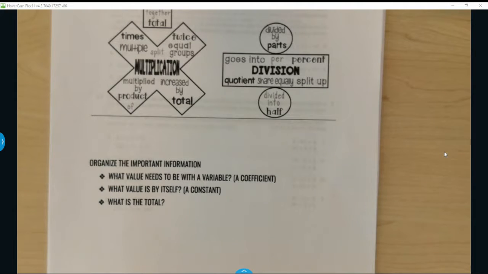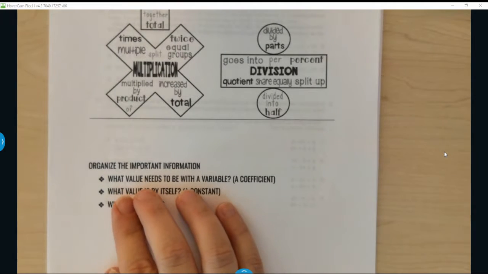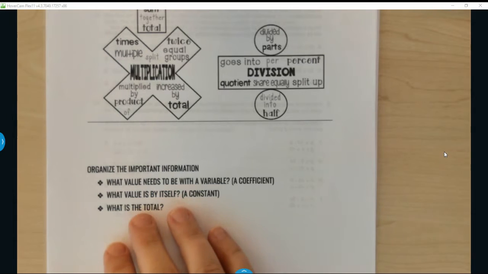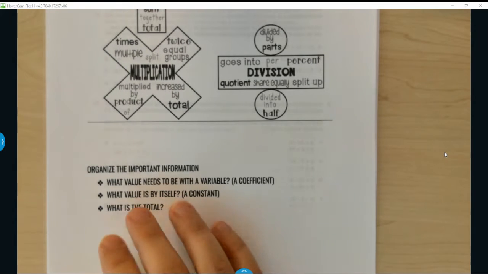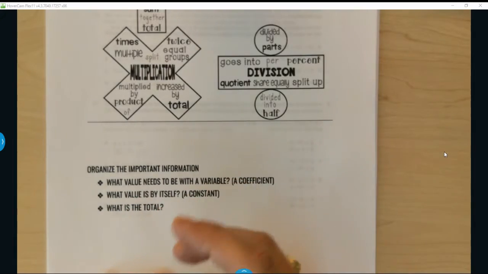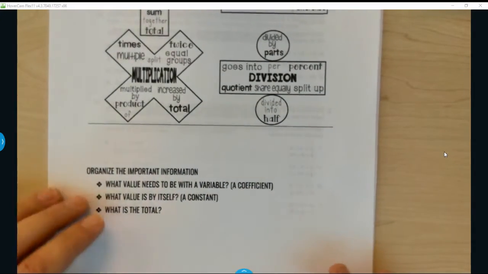some strategies and some hints, I guess you would say, for setting up word problems is that you want to make sure that you organize the important information you're given. So sometimes we're given some fluff in the word problem. We don't really need it. So you really want to go through and think about what value needs to be with a variable. So that would be considered a coefficient. What value is by itself, a numerical value, meaning a constant, and then what is the total. That will help you get the problem set up.